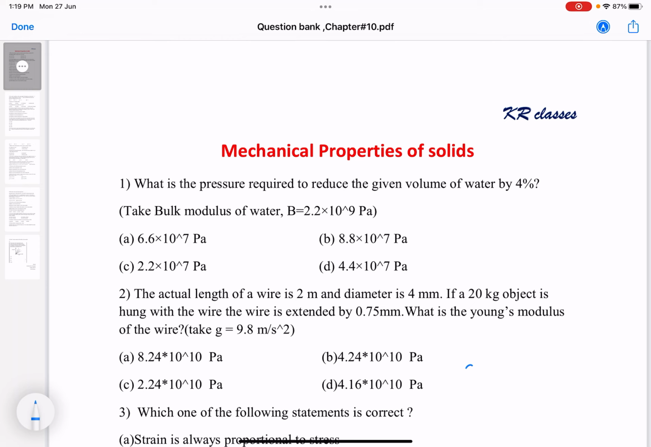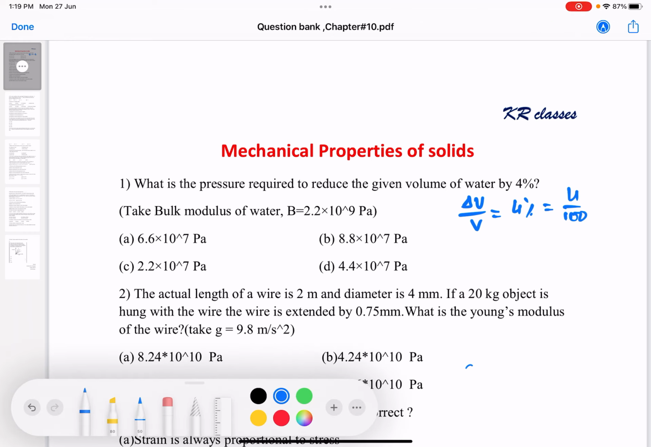First question is, what is the pressure required to reduce the given volume of water by 4%? Fractional change in volume is delta V by V equal to 4%, that is 4 by 100.